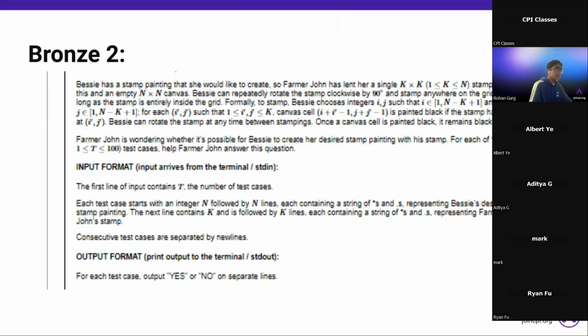Formally, to stamp, Bessie chooses integers i, j such that i is in the range 1 to n minus k plus 1 inclusive, and similarly, j is in the range 1 to n minus k plus 1 inclusive. And for each i prime, j prime such that i prime, j prime are between 1 and k inclusive, the canvas cell i plus i prime minus 1, j plus j prime minus 1 is painted black if the stamp has ink at i prime, j prime. So Bessie can rotate the stamp at any time between stampings. And once a canvas cell is painted black, it remains black.